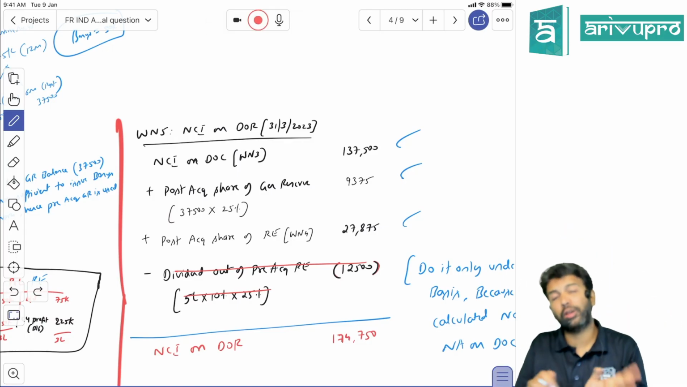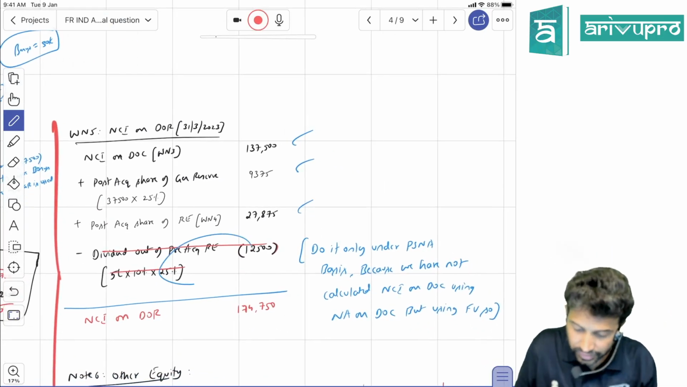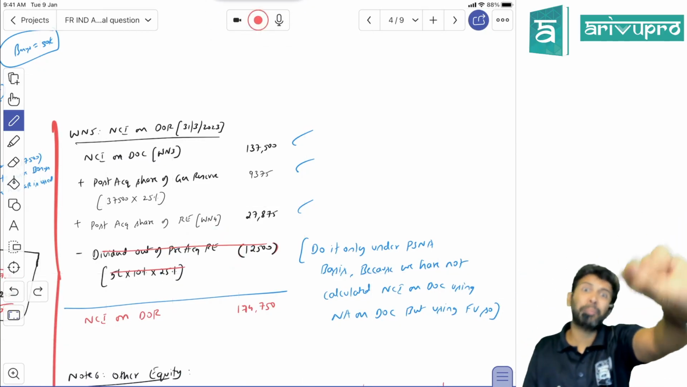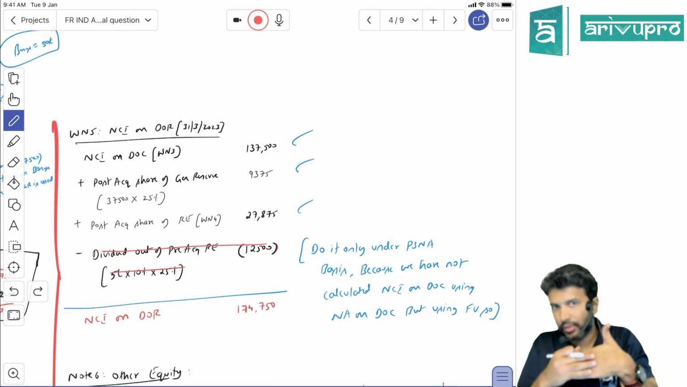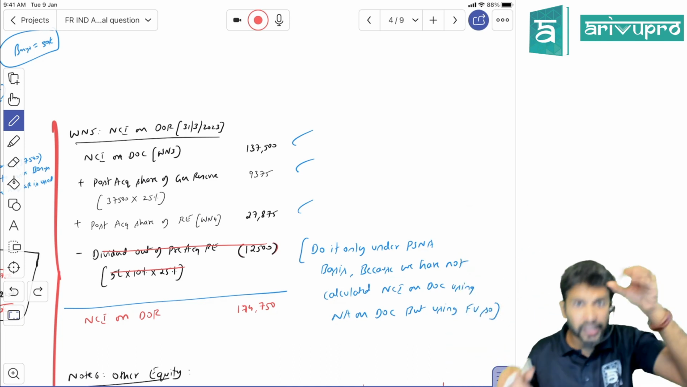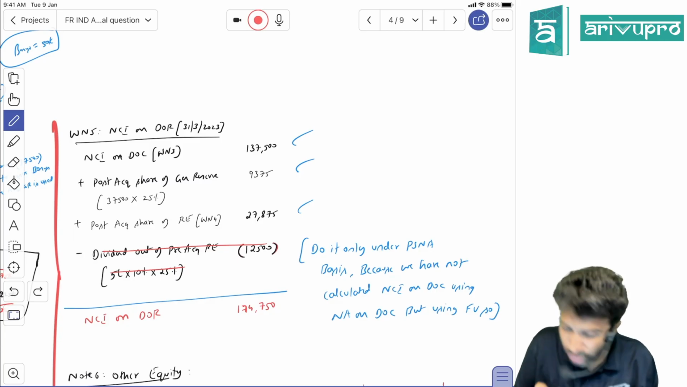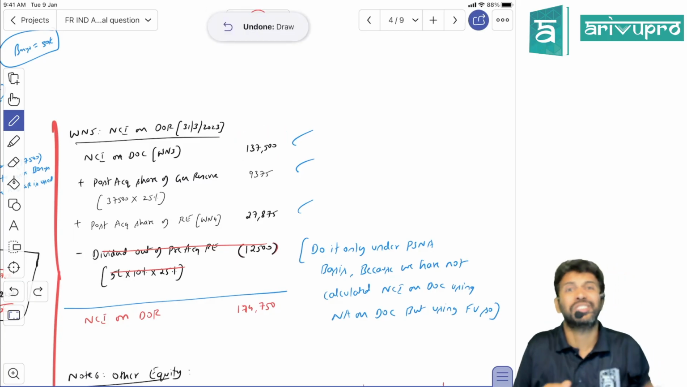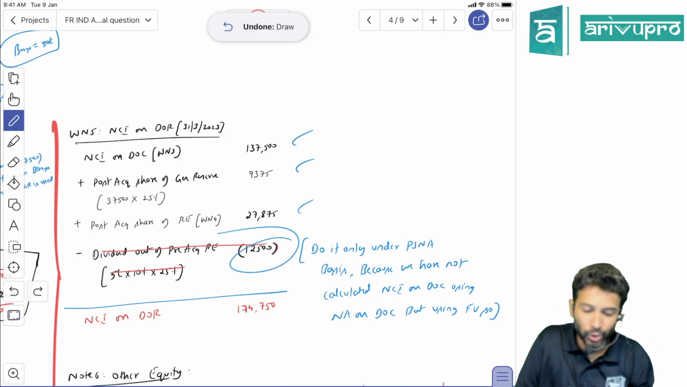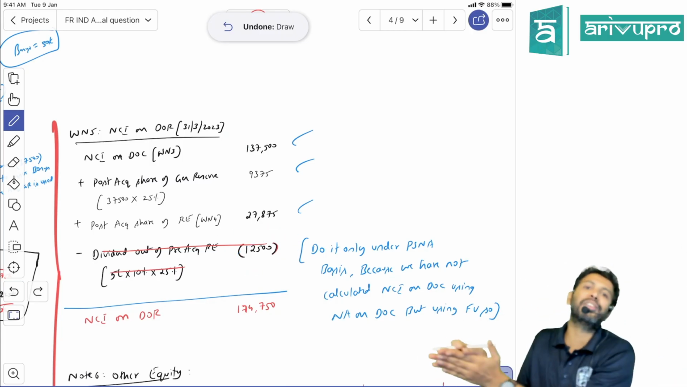But in this problem, you should not do that. That's the reason I've written and cancelled. Why? In the DEF problem, NCI was valued under PSNA basis, meaning they had a proportionate share in net assets. Here, NCI is not valued under PSNA basis; it's valued under fair value basis. That means the value of NCI is already on fair value terms. Now, if you reduce it, you will be deviating from fair value terms.